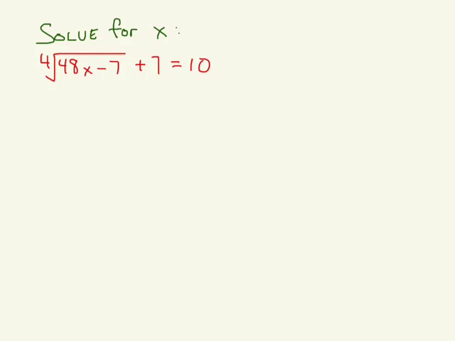Which means we are now ready to solve an equation. Let's go solve an equation. We are going to solve this fourth root equation, and we're going to do that by first isolating our radical. We're going to get a 7 on the other side and leave this as the fourth root of 48x minus 7 equals 3. And you can see now we're going to raise both sides to the fourth power. The fourth power is what would cancel out a fourth root.